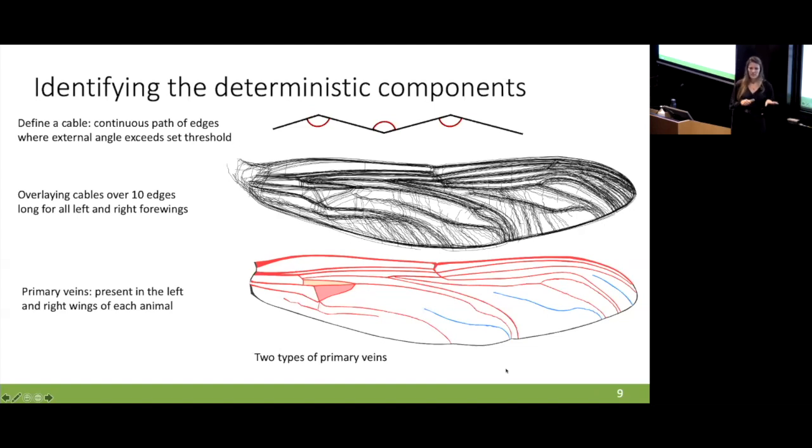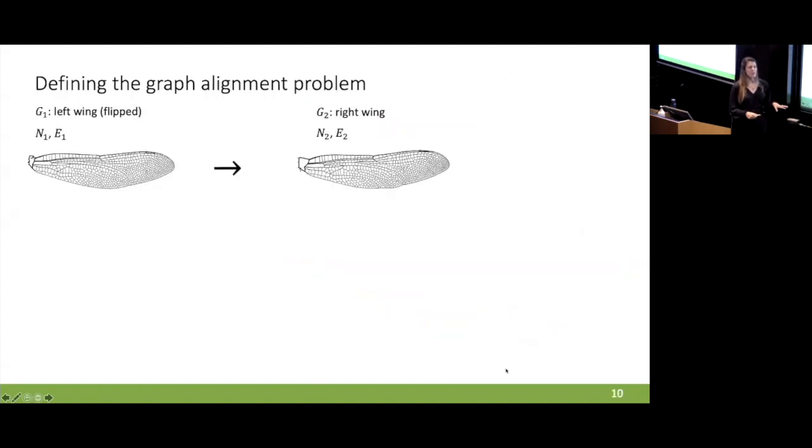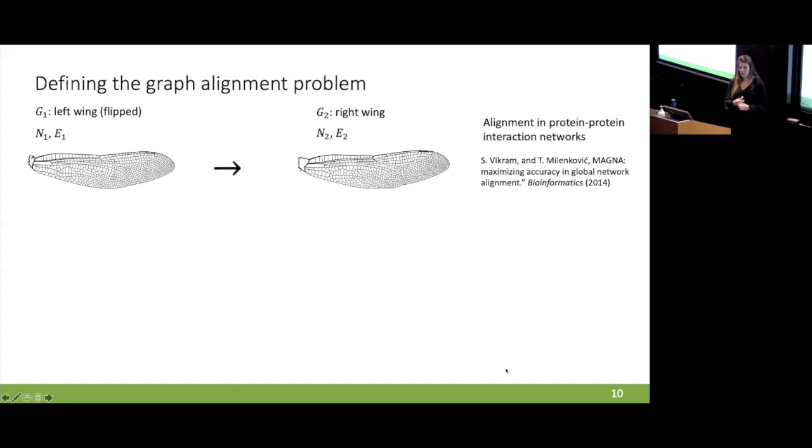Let's move on to the stochastic components. And I want to find where in the wing things are different and how different they are. So how different they are and how that varies spatially. So what I'm going to do is solve this graph alignment problem. So the graph alignment problem is if I want to map one graph to another graph, see where things are the same. This has been done in protein-protein interaction networks, where these are large networks in high-dimensional abstract spaces, and the edges are measures of similarity between the nodes. So there are some examples of algorithms to solve this problem already.